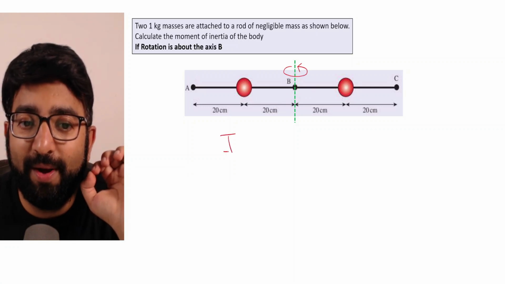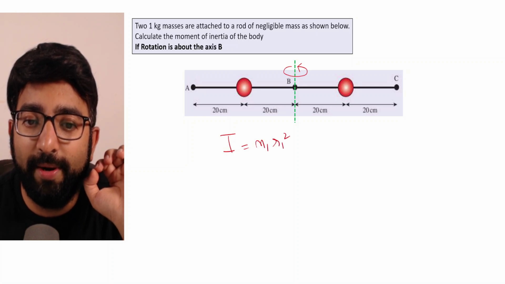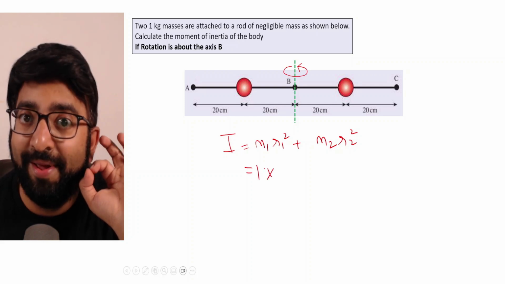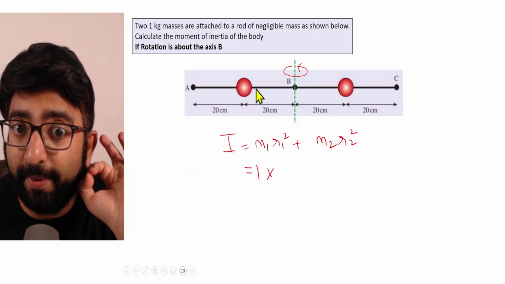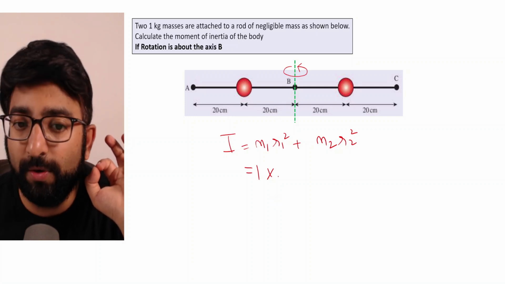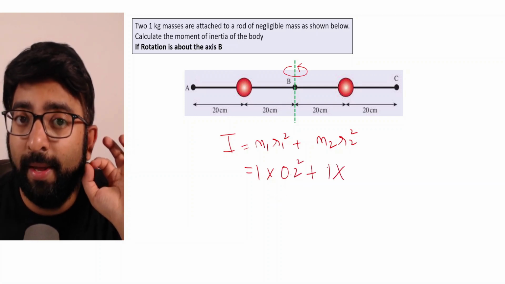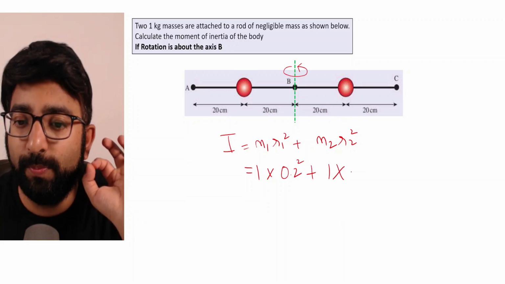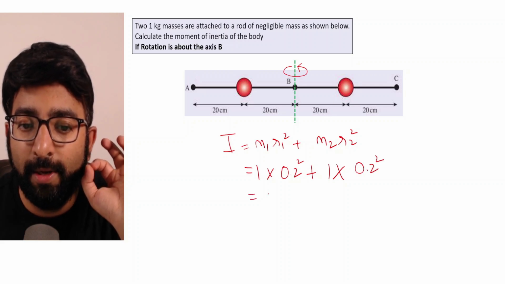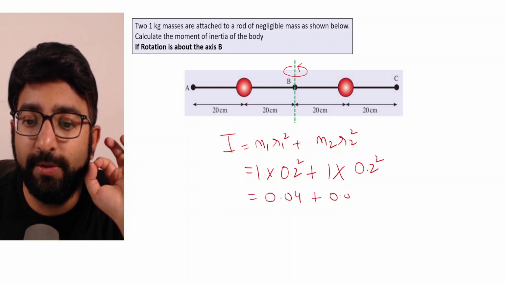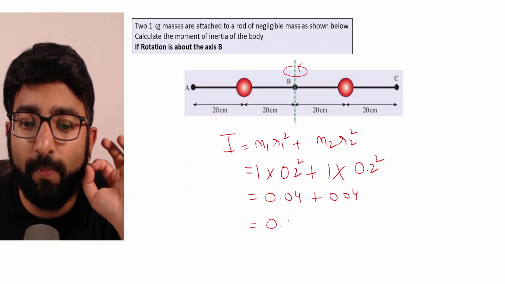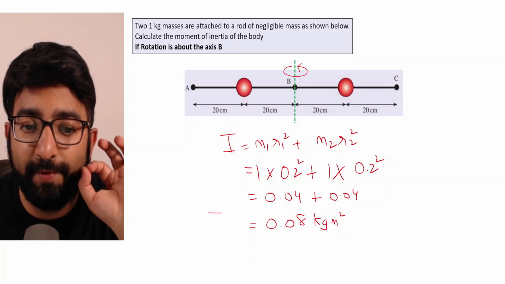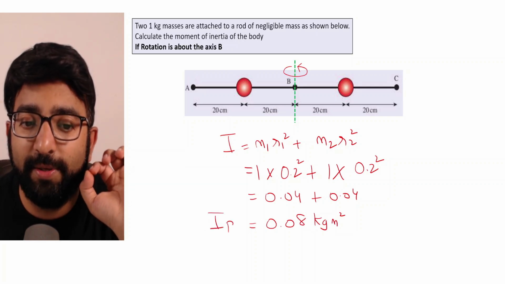And let's use the same formula. I is equal to m1 r1 square plus m2 r2 square. Masses are 1 kilogram. R1, distance of the red ball from the point B, this is 20 centimeters, which is 0.2 squared, plus m2 is also 1. And the distance of the second ball from the point B is also 20 centimeters, which is 0.2. So let's solve this. We'll get 0.04 plus 0.04, which comes out as 0.08, and the unit will be kilogram meter square. So this is the value of moment of inertia, but if the axis of rotation is point B.